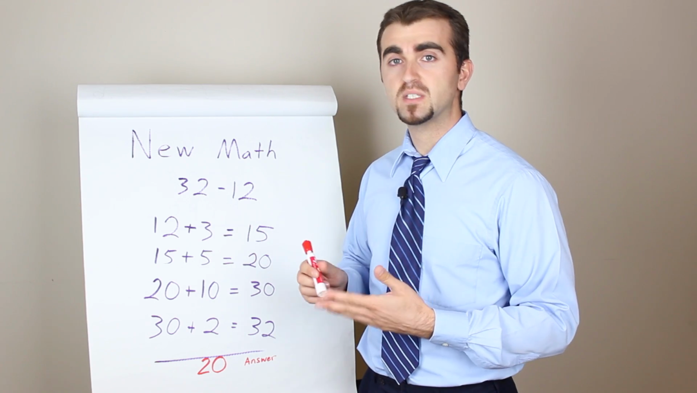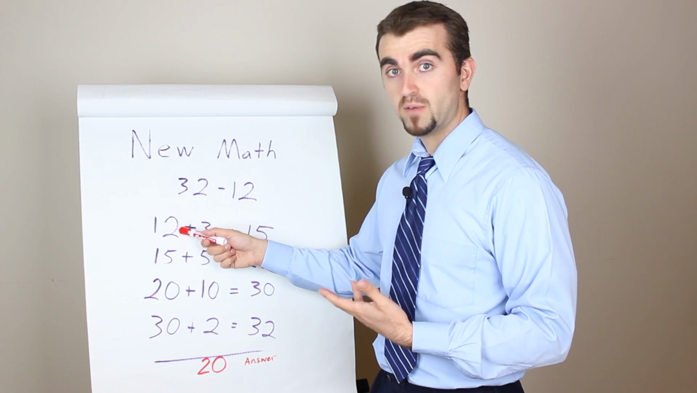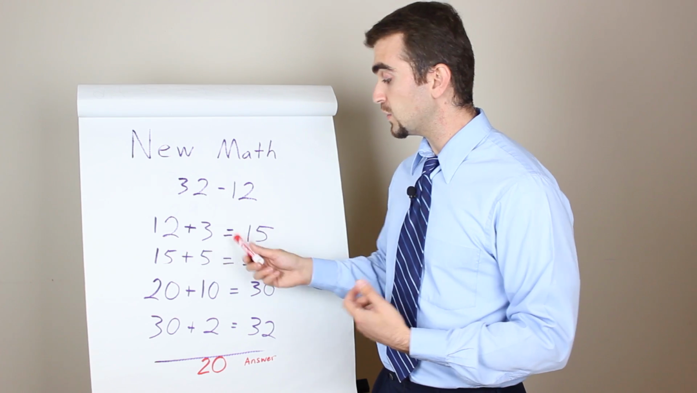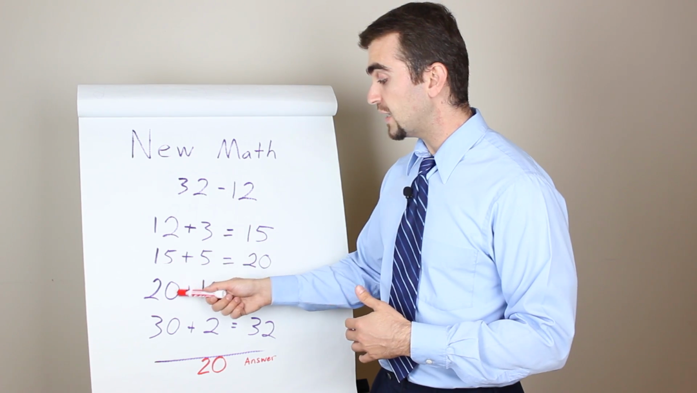It's easy to count by 5s, it's easy to count by 10s, so we want to get to the closest 5 or 10. So the closest 5 or 10 to 12 is 15. So we just add 3, we get to 15. The closest 5 or 10 to 15 is 20 after that. So we add 5 and we get to 20. And so on and so forth.